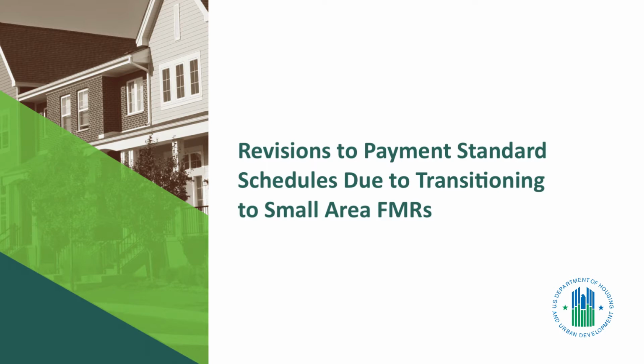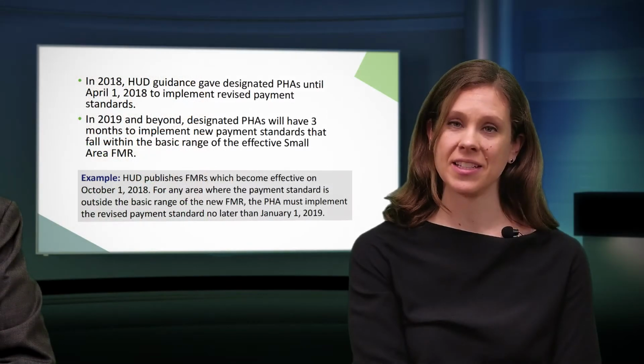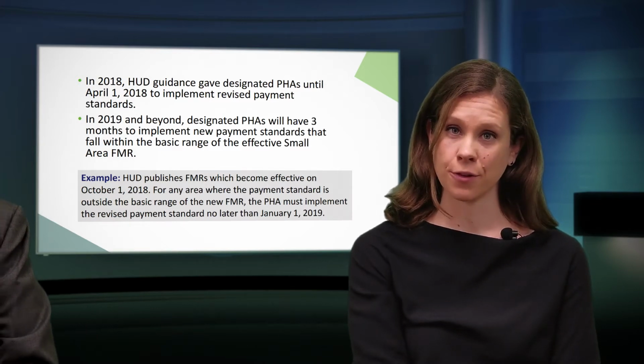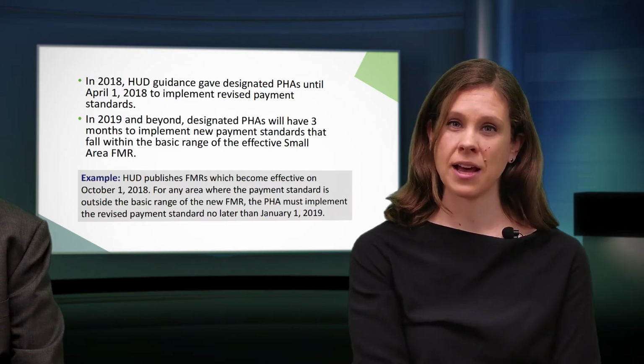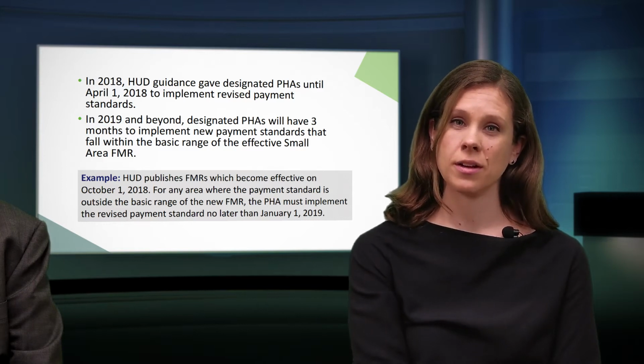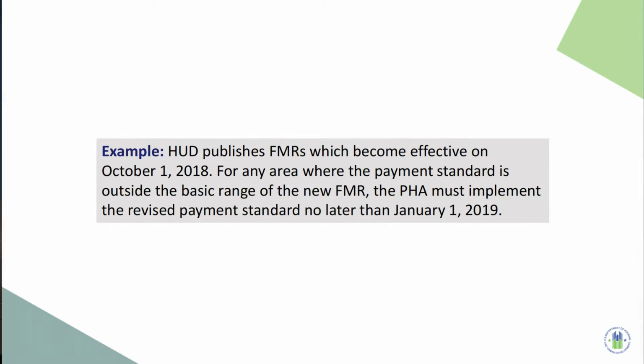In fiscal year 2018, HUD expects PHAs in designated small area FMR areas to implement revised payment standards no later than April 1, 2018. In fiscal year 2019 and beyond, PHAs will have 3 months from the time newly posted FMRs are effective to revise payment standards if needed to stay within the basic range. For example, if HUD publishes FMRs that become effective on October 1, 2018, and the new standards fall outside the basic range, the PHA would need to implement a revised payment standard schedule that is effective no later than January 1, 2019.